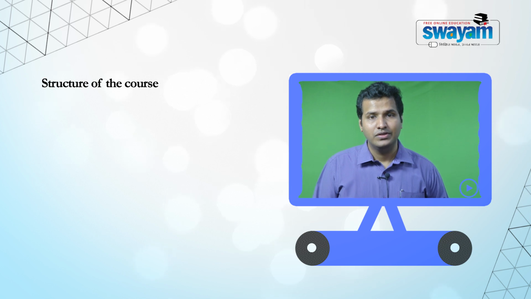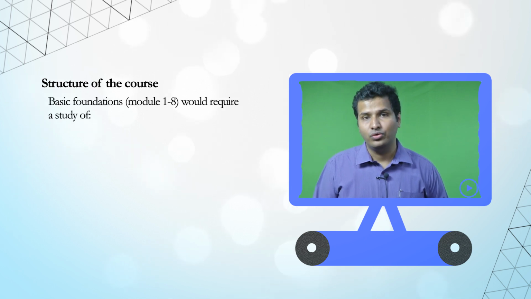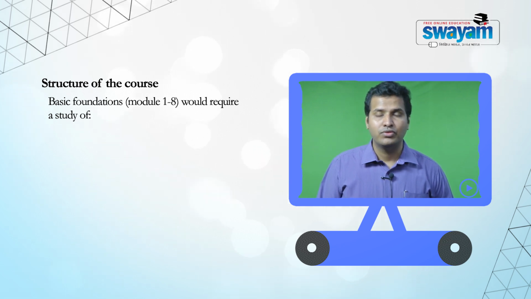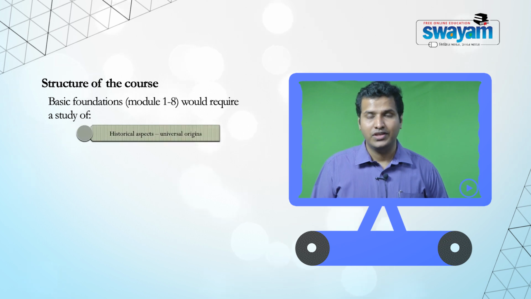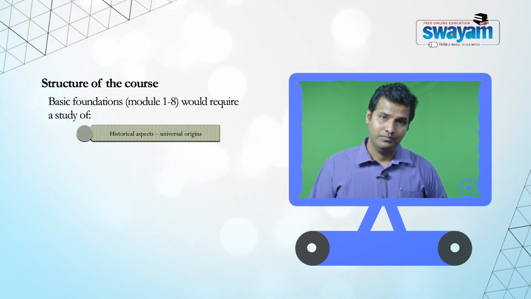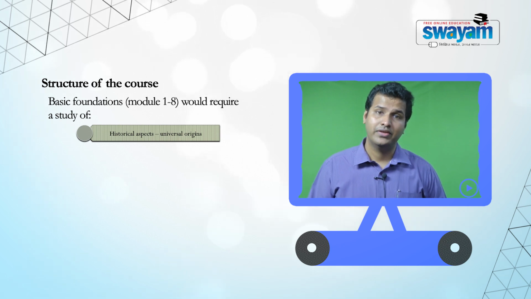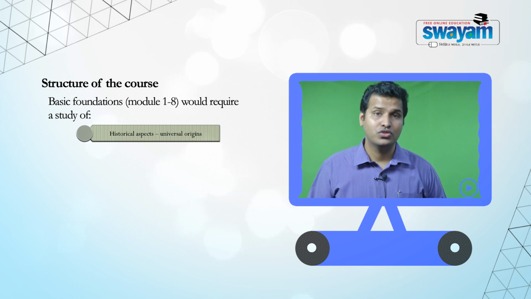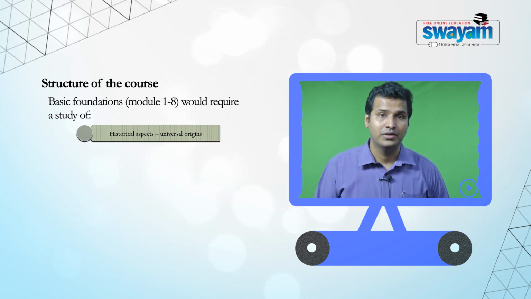The basic foundations involving this whole course are provided in Module 1 to 8, which would require a study of historical aspects as to the universal origins of intellectual property law. We will discuss a bit of how intellectual property evolved in Europe, in America, and a bit of it about the Indian law and how in the earlier British era they were enacted, and subsequently post independence what has been the reforms involving intellectual property. So from a historical perspective, and some important lessons also to learn from history of intellectual property.